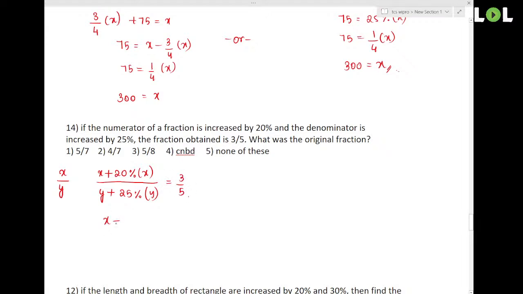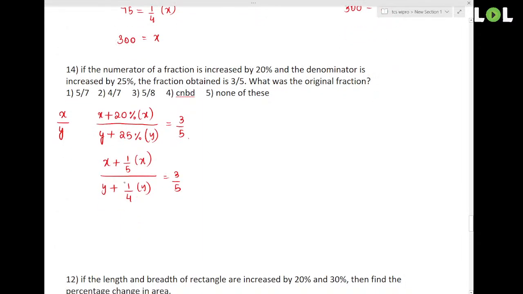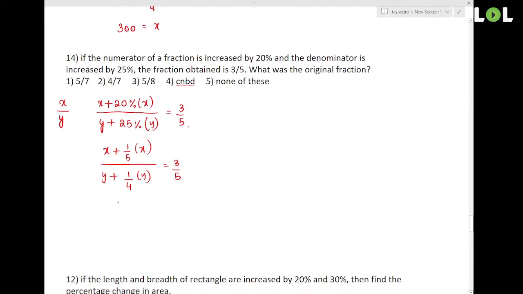If I solve this, definitely I'll get the answer, guys. This will become 1/5 of x divided by, 25% means 1/4 of y, that is equal to 3 by 5. Again, what do I get in the numerator? x plus 1/5 of x will become 6 by 5 of x. Denominator will become 5y by 4. So this is equal to 3 by 5. Now I can keep on doing it, but this is becoming pretty lengthy, so I don't want to use it.